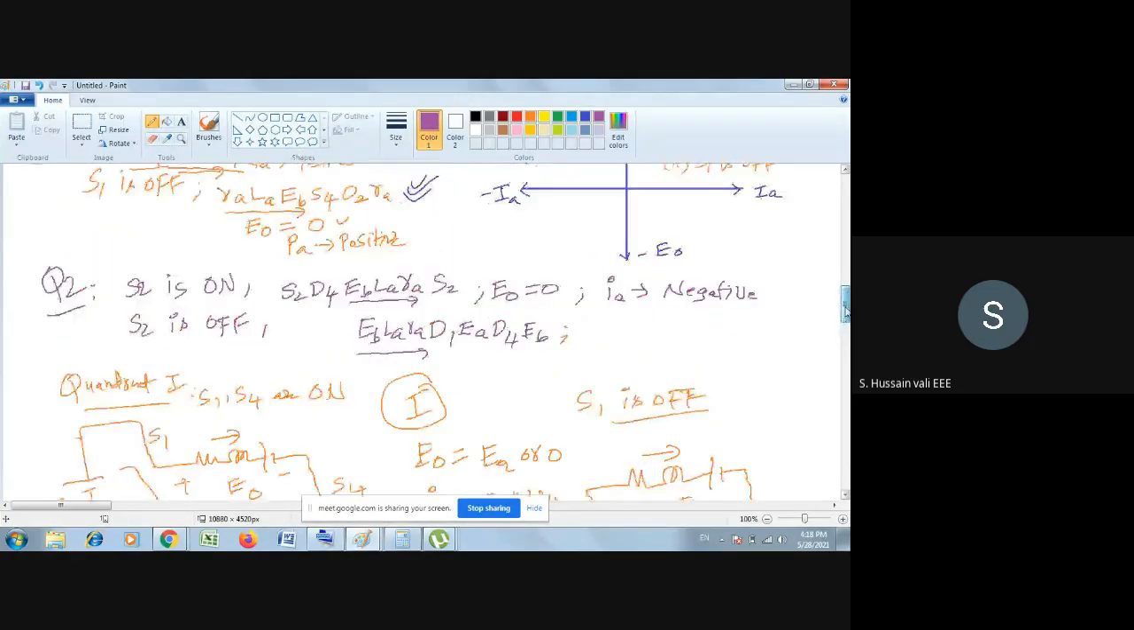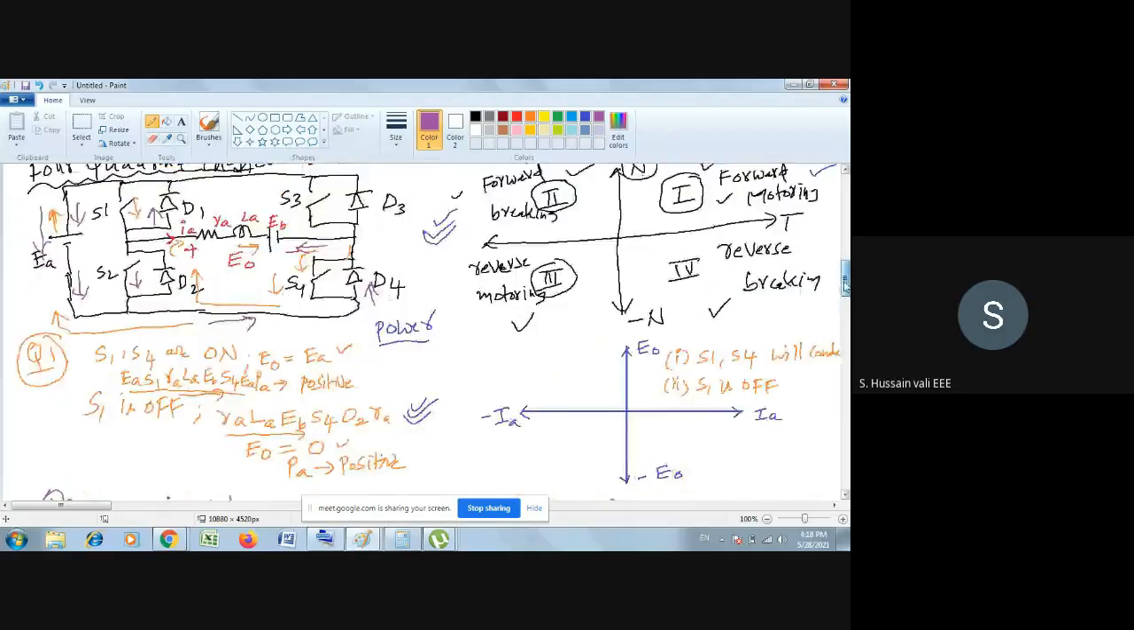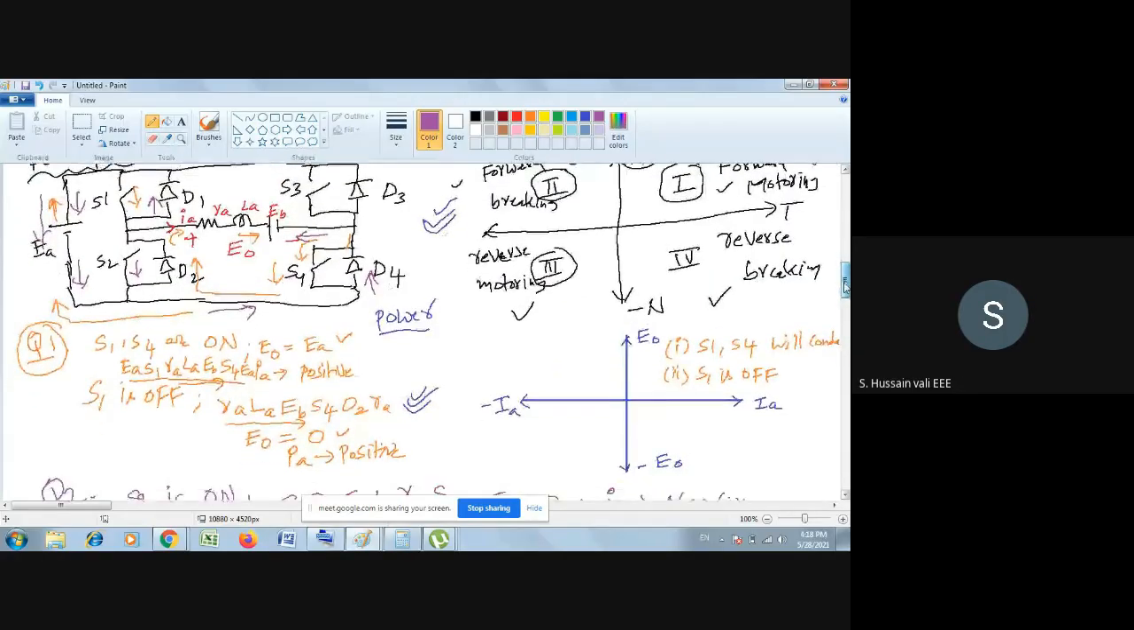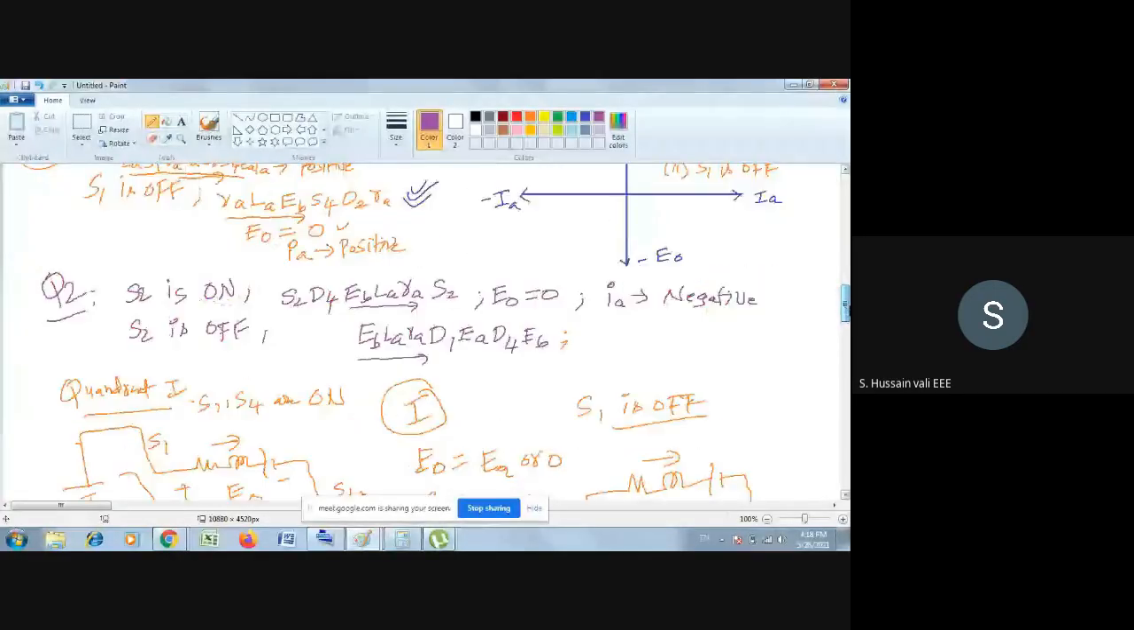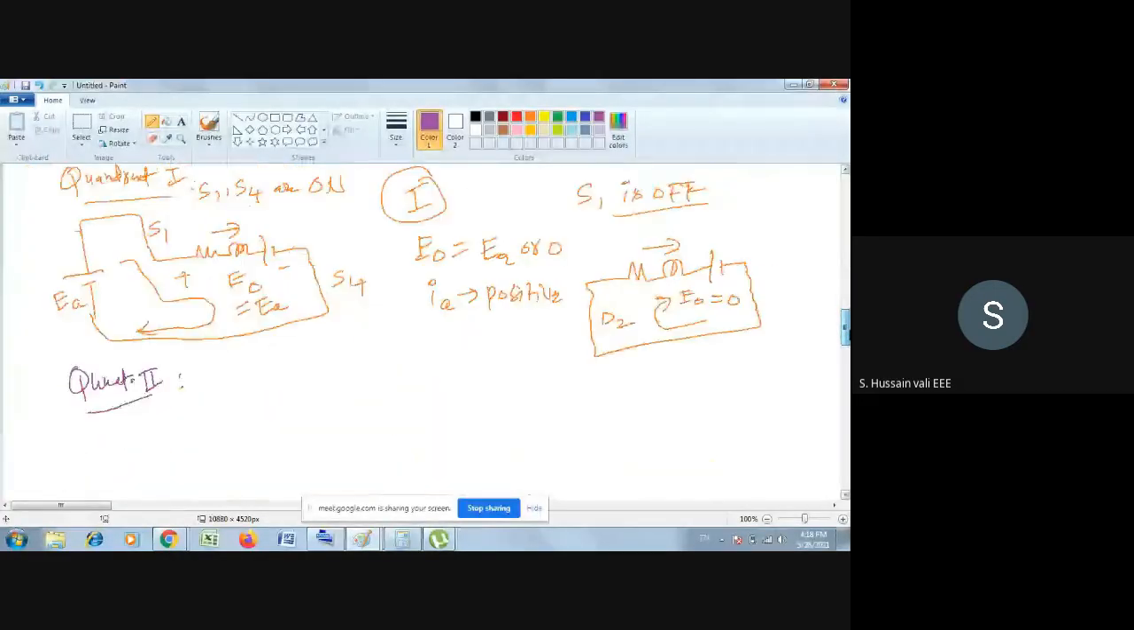That's what you are saying. Yes, sir. Yes, we will reset. If it requires, we will reset. See now, for the second quadrant, what you require now, you have to turn on S2. That's it. So if you have to turn on S2, then what is the only option that is left now? You have to turn off every switch except S2. S2 is on. Yes, we can.